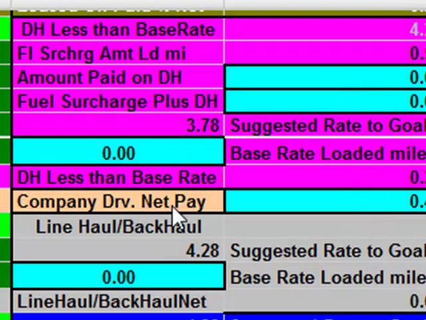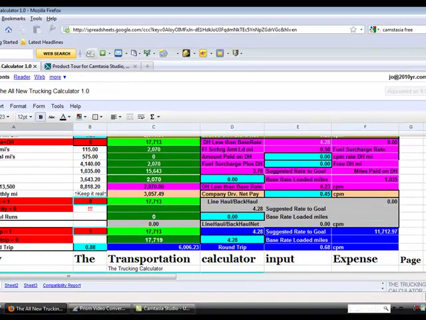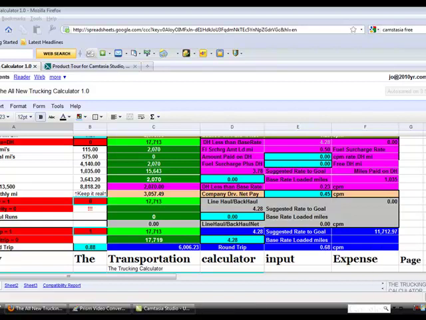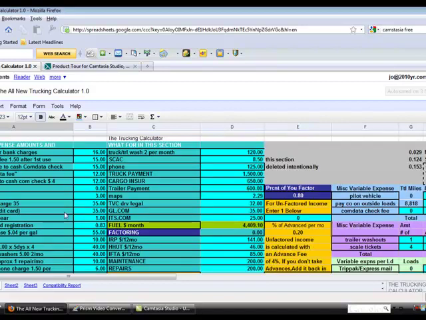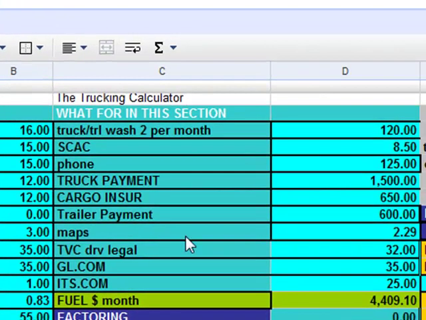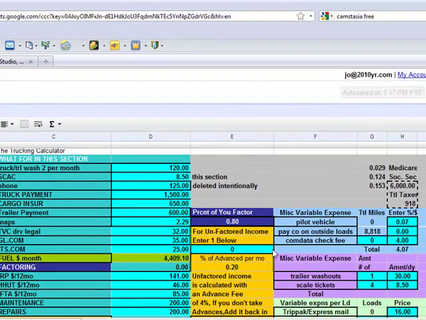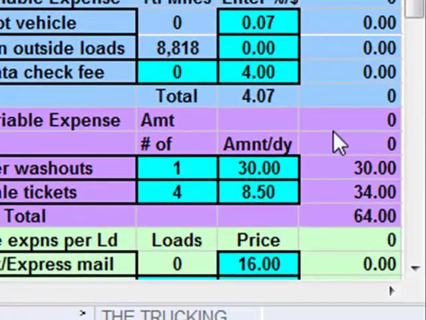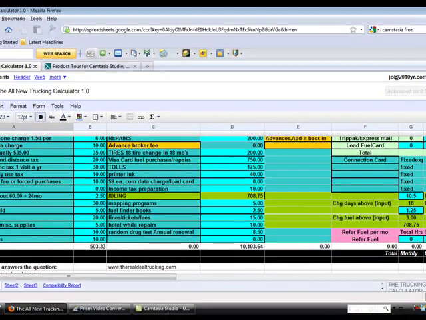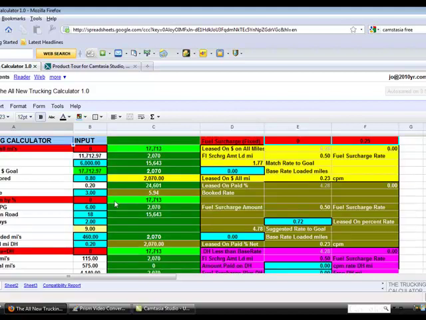This is a company driver right here. Okay, let's see where we're at. Okay, this is where you put in your expense information. You write what your expense is, and you write how much. If you're leased, you have to come in and erase the cargo insurance and the trailer. This is the variable expense side over here. You can kind of dink around with that a little bit. And it shows your total expense right there, and it brings it back up to the calculator here.